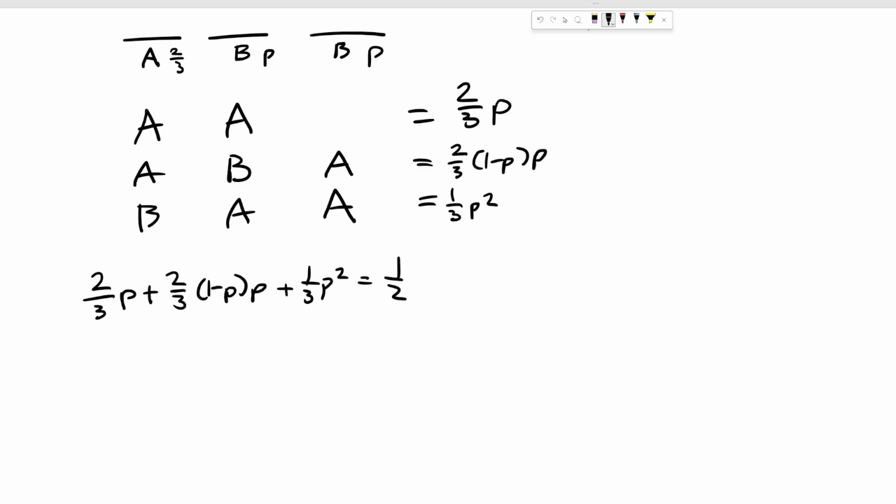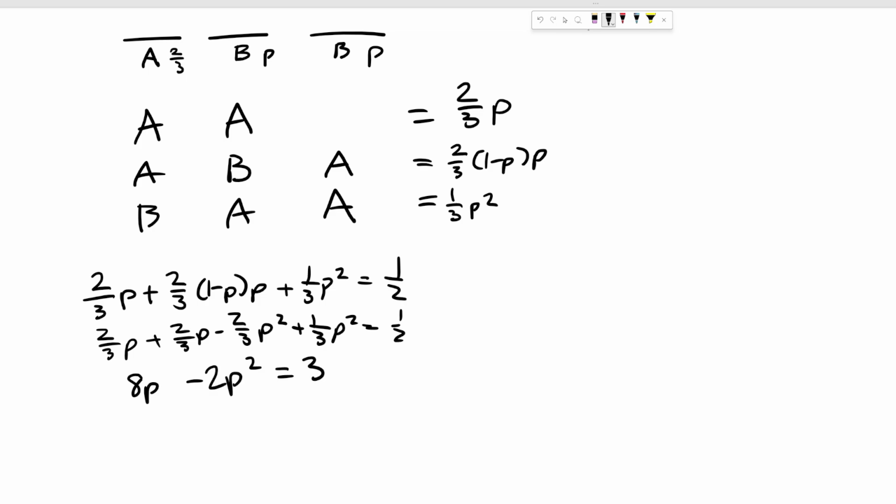And now let's expand this a bit and we can just solve this quadratic. 2/3 P minus 2/3 P squared plus 1/3 P squared equals 1/2. Let's multiply through by 6 in order to get rid of the fractions. So this is going to be 8P minus 2P squared equals 3. 2P squared minus 8P plus 3 equals 0.